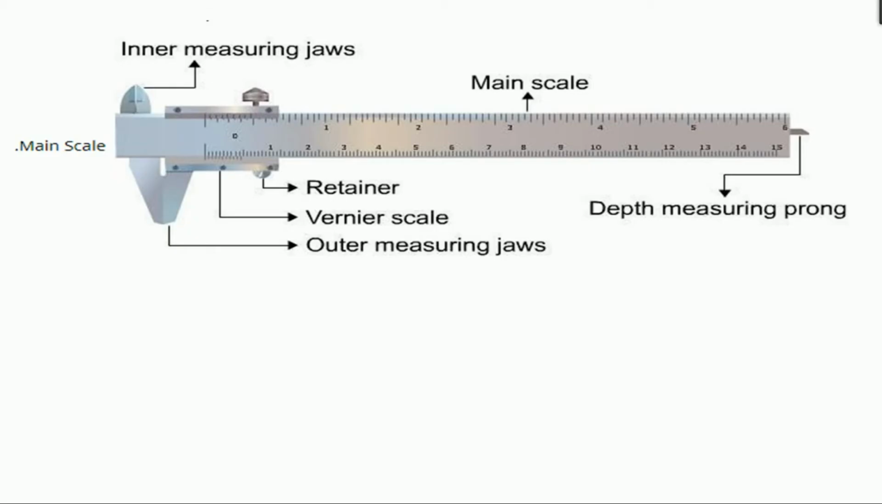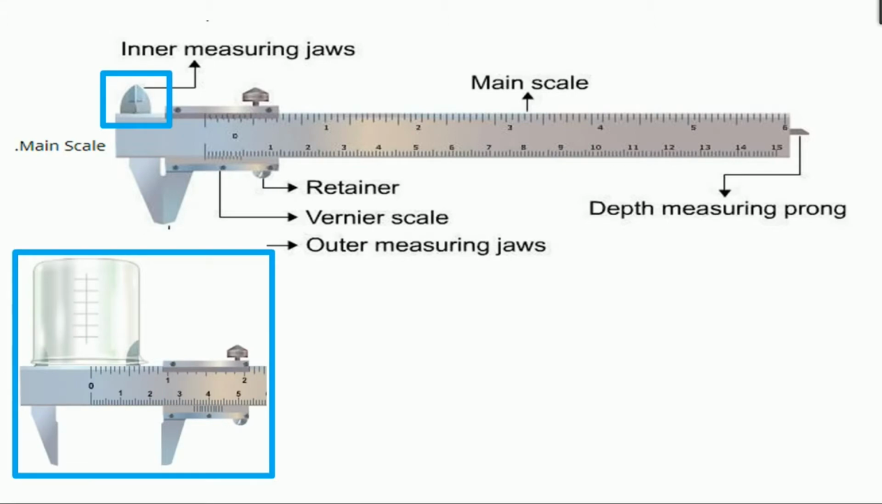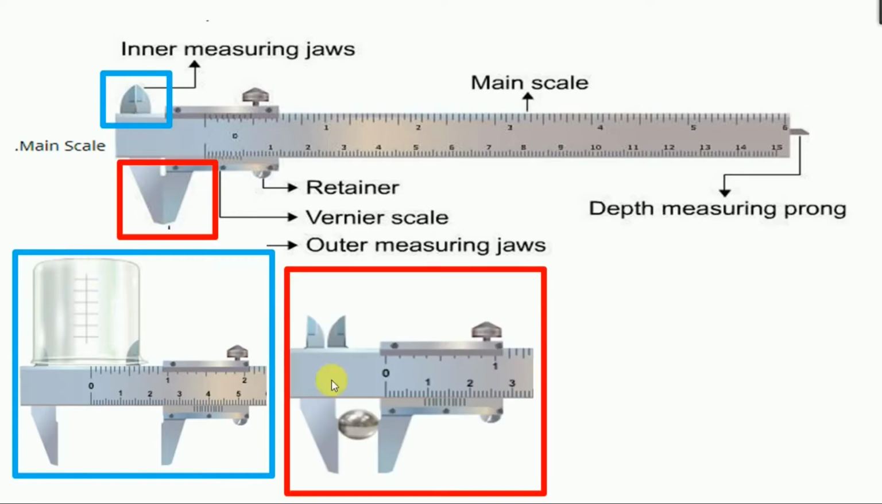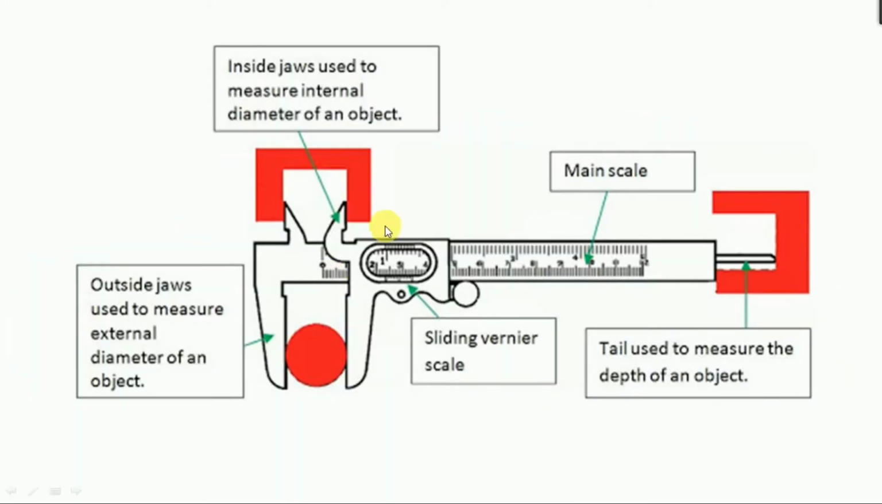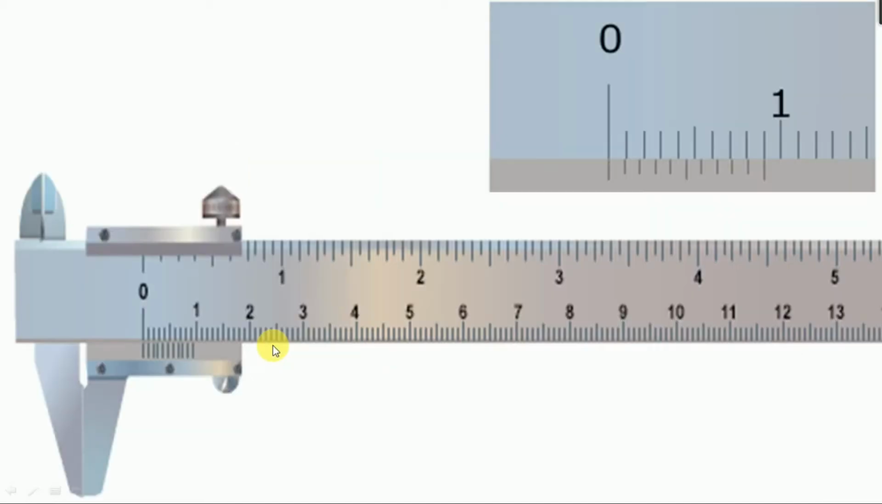A vernier caliper is a device to measure length. Using this part we can find the inner diameter of a beaker. Using this part we can find the length or diameter of an object, and using this part we can find the depth of an object. And this is a diagram showing the function of each part of a vernier caliper.